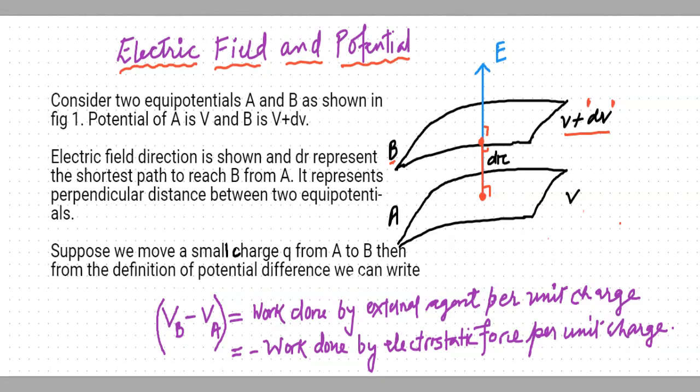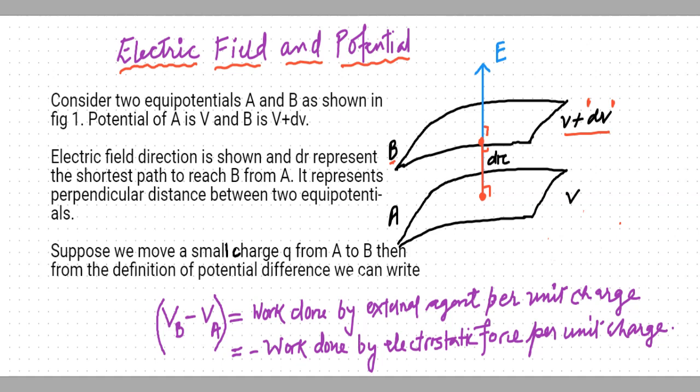Today we are going to discuss the relation between electric field and potential. This relation is unique because electric field is a vector quantity whereas potential is a scalar quantity. And we are going to attempt to obtain a relation between these two quantities.